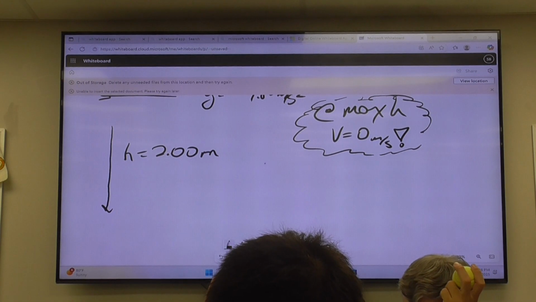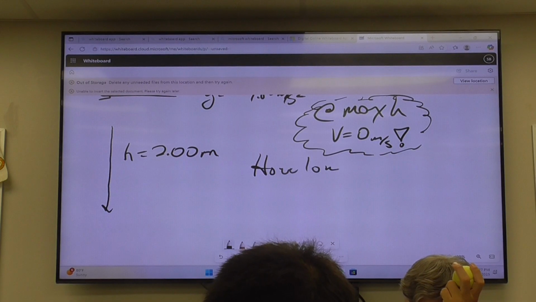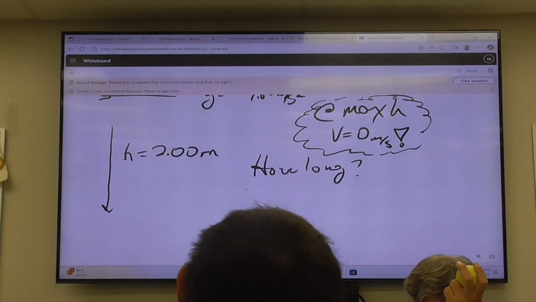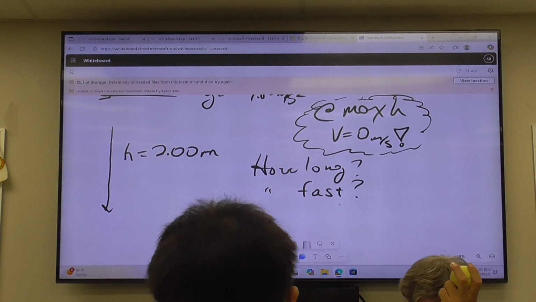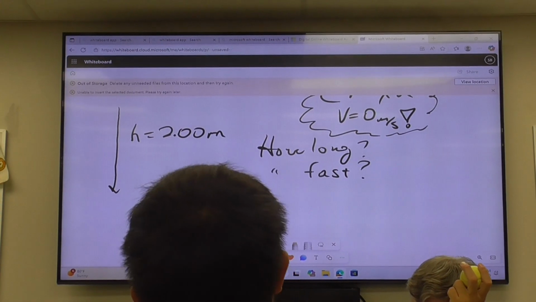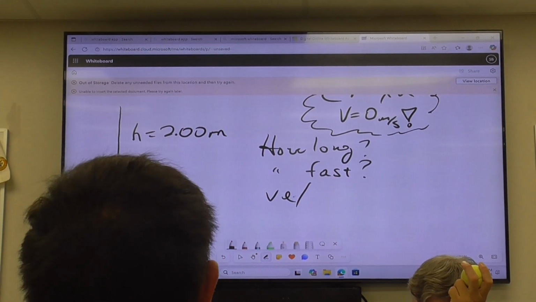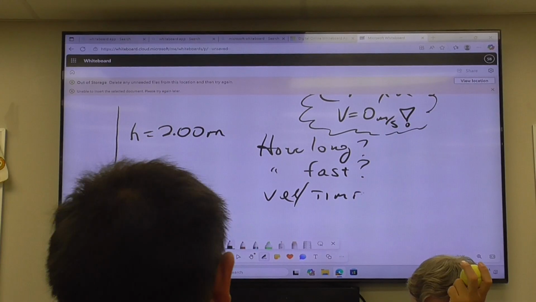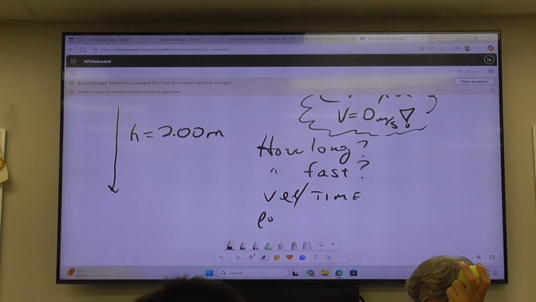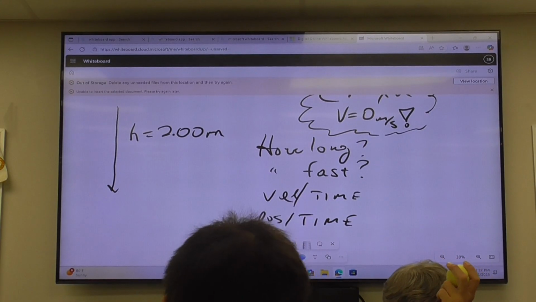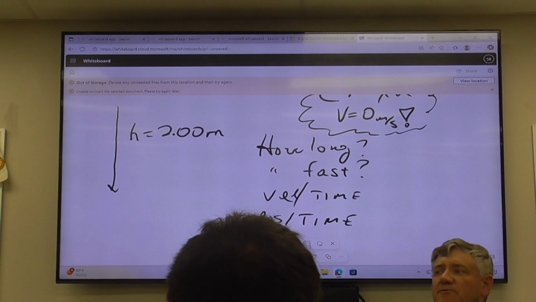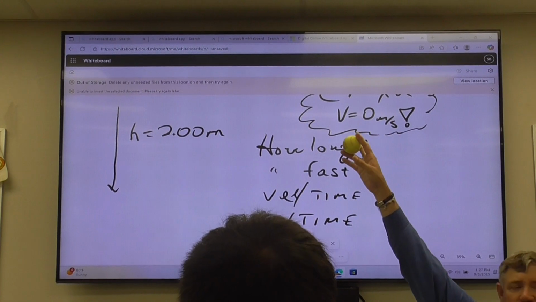So I want to figure out how long it's in the air, how fast it's going when it hits, and then I want to draw a velocity time and a position time graph. Okay? Now, let's start with this. So here's your visual. I've got it up to a height of 2 meters.